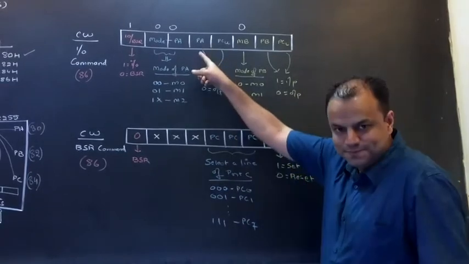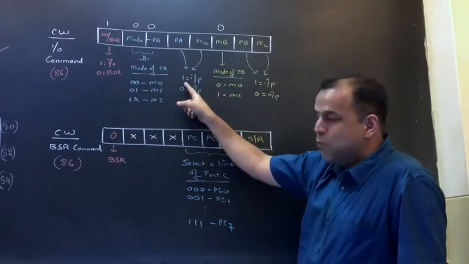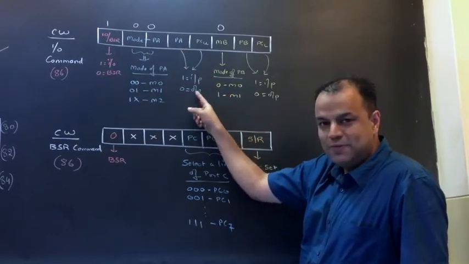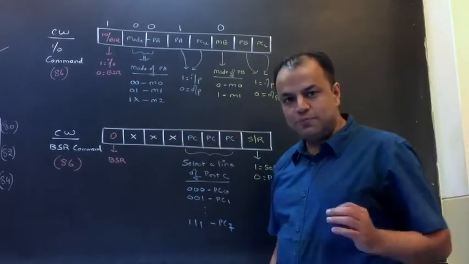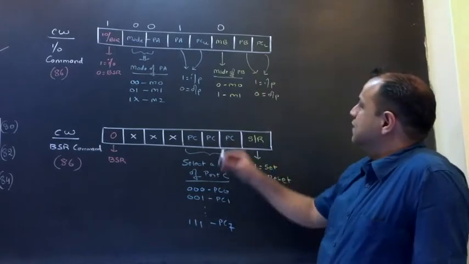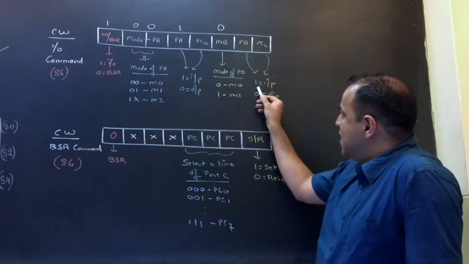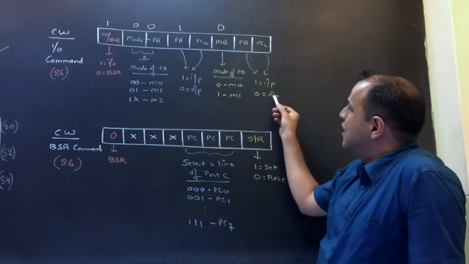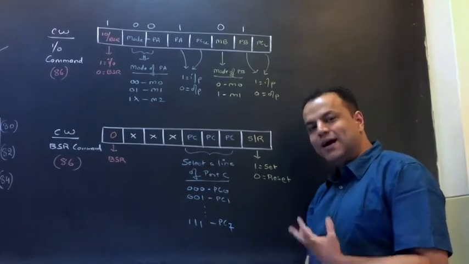So this bit tells the direction of port A. 1 means input, 0 means output. So suppose I keep this bit as 1. That means port A is an input port. Tell me, did you understand this? Similarly, this bit tells the direction of port B. 1 input, 0 output. So again, if I keep this bit 1, that means port B again is an input port.